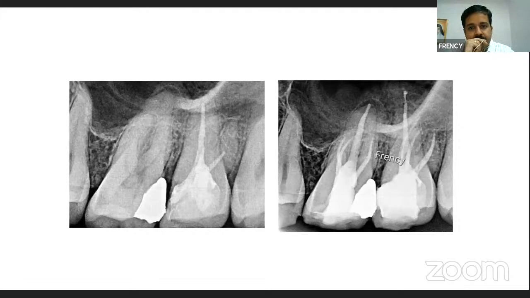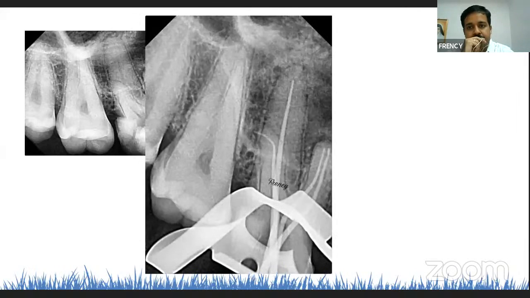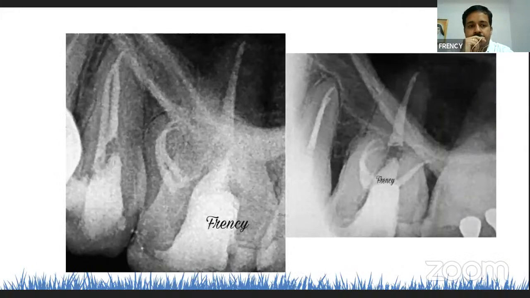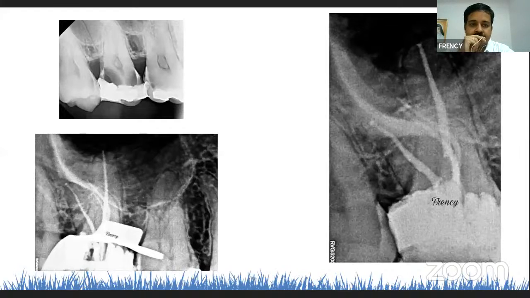Here also you can see MB2 with a sharp curvature in distobuccal root. Here also MB2 with separate portal of exit and sharp curvature. Usually if the MB2 is separate, some type of curve will be there. Here also upper 7, you can see sharp curve in the mid root region with MB1 and MB2 with separate portal of exit. Here also you can see MB2 with separate.